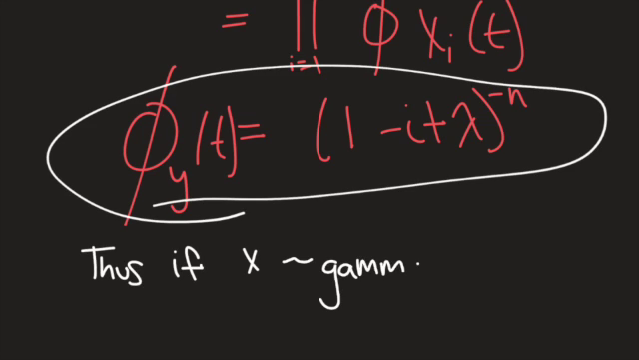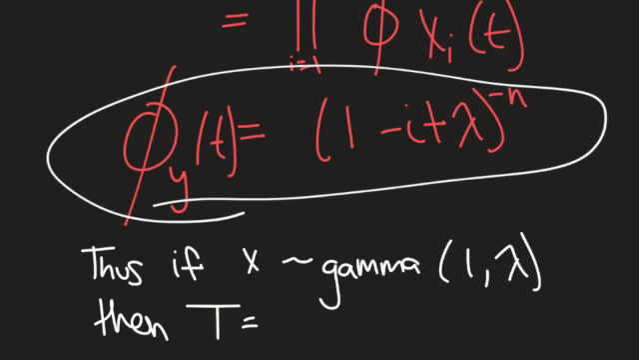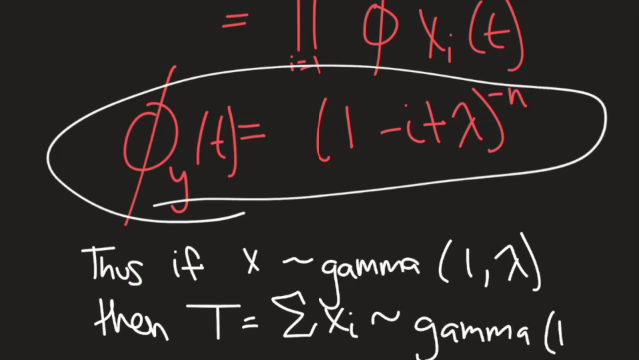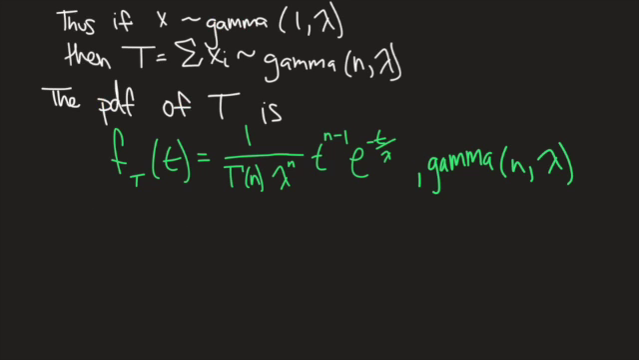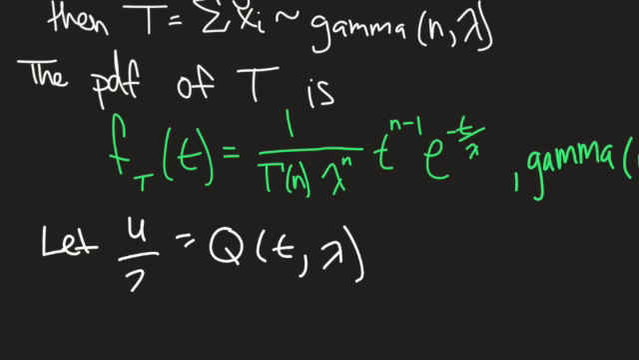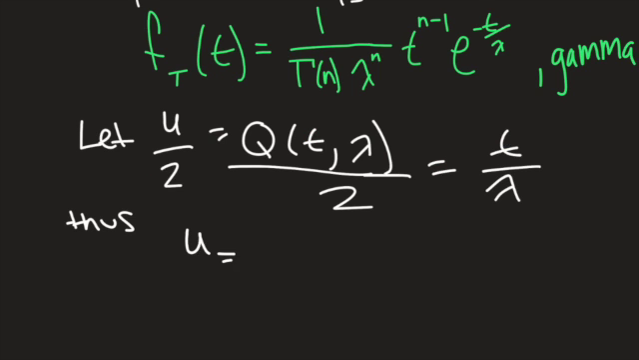So thus this shows us if x is from the gamma distribution from 1 to lambda, then our t, which is the summation of x of i, is going to be from the gamma distribution from n to lambda. Using this information, we can actually go ahead and find the PDF of t. It's kind of given to us. We're just plugging in some information since we know how to find the PDF of x there.